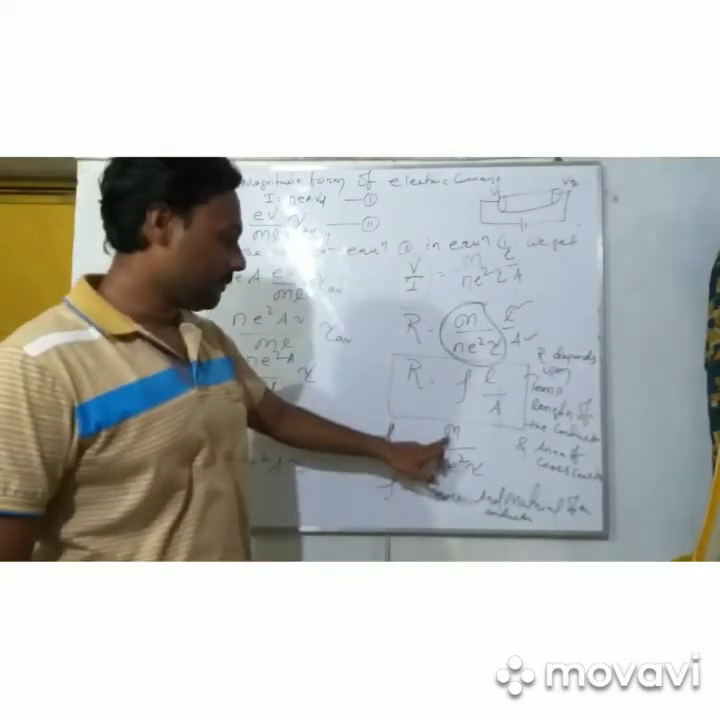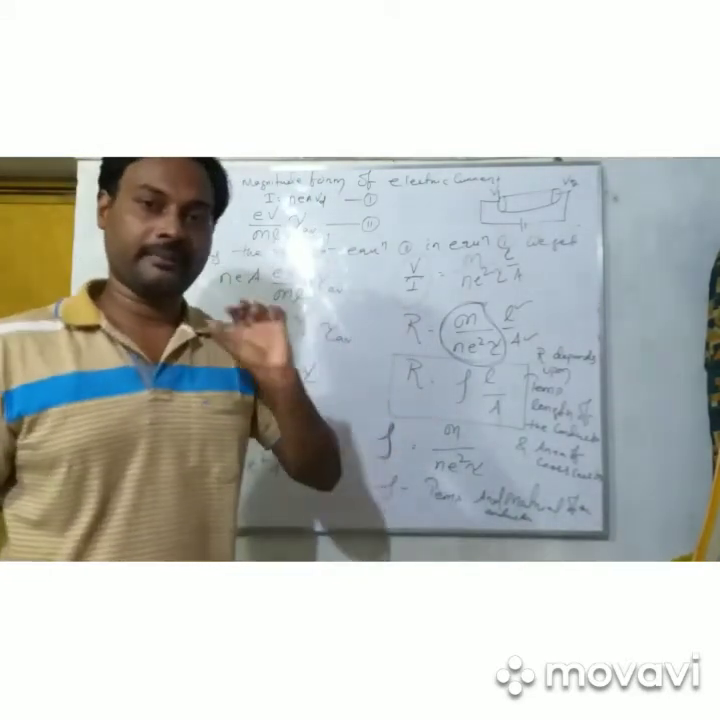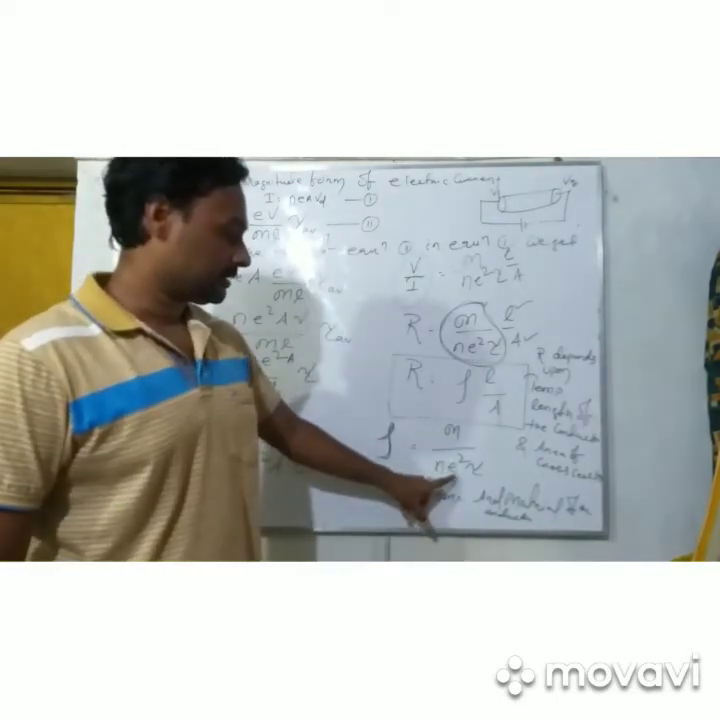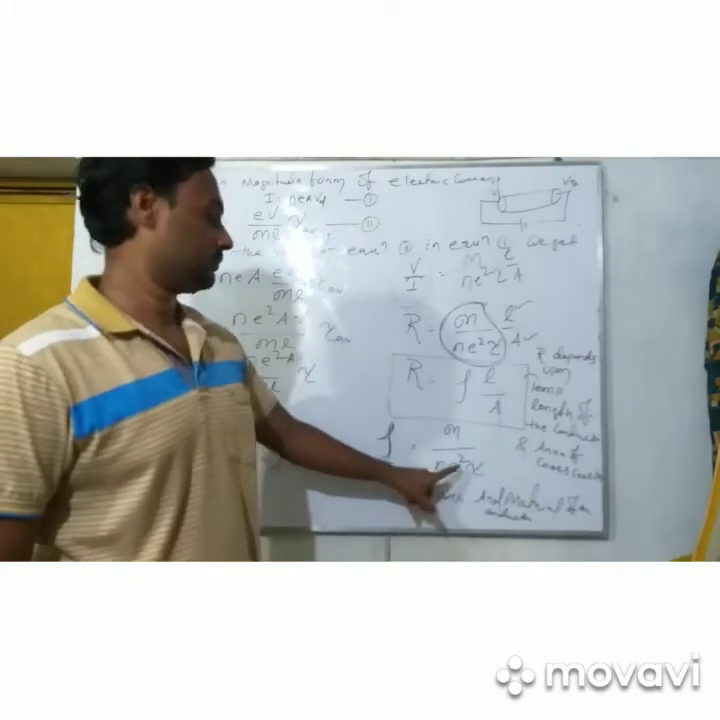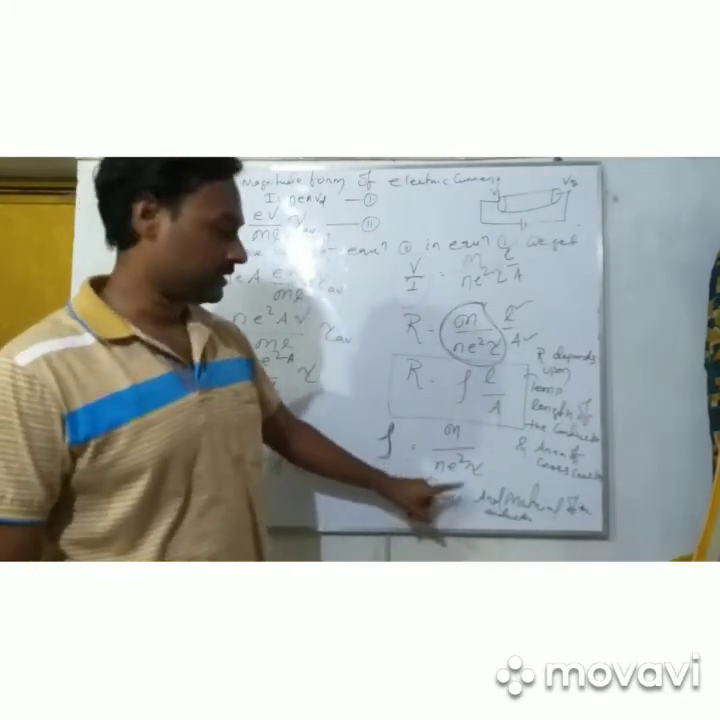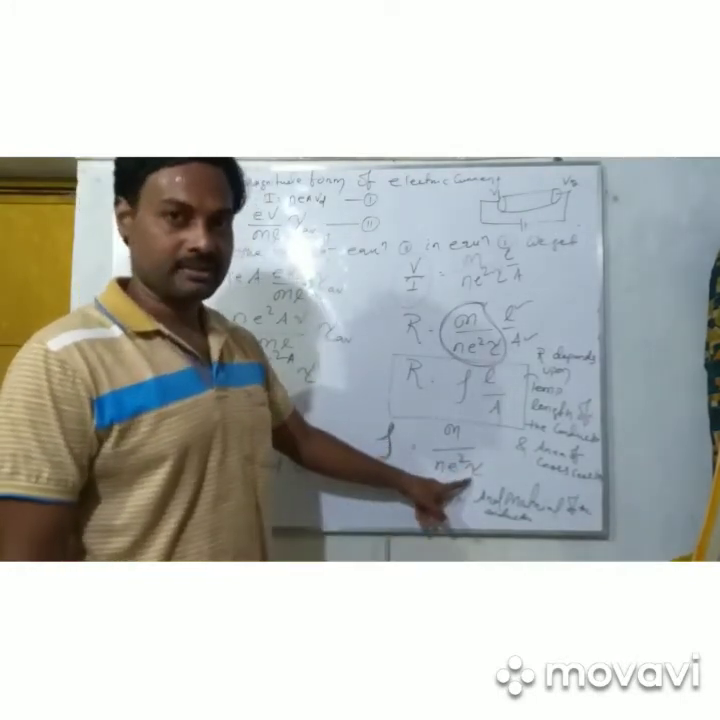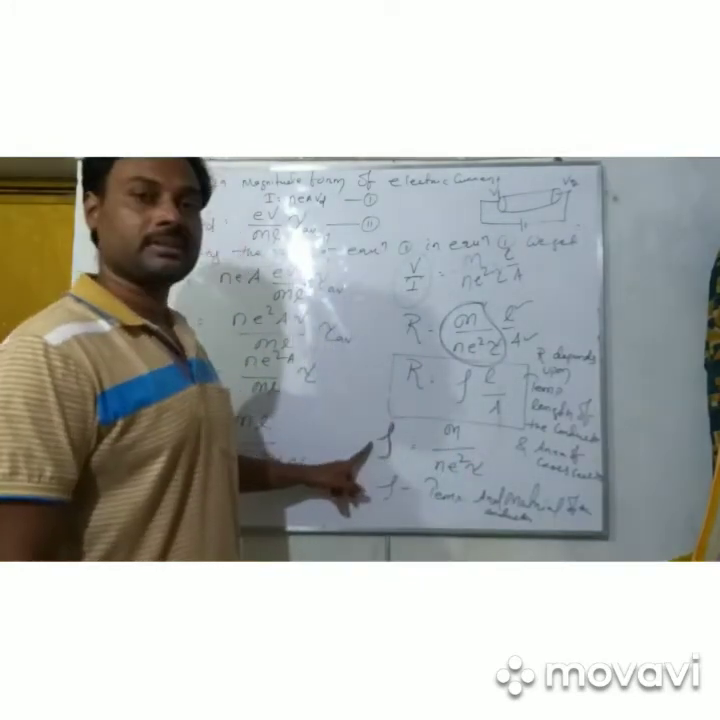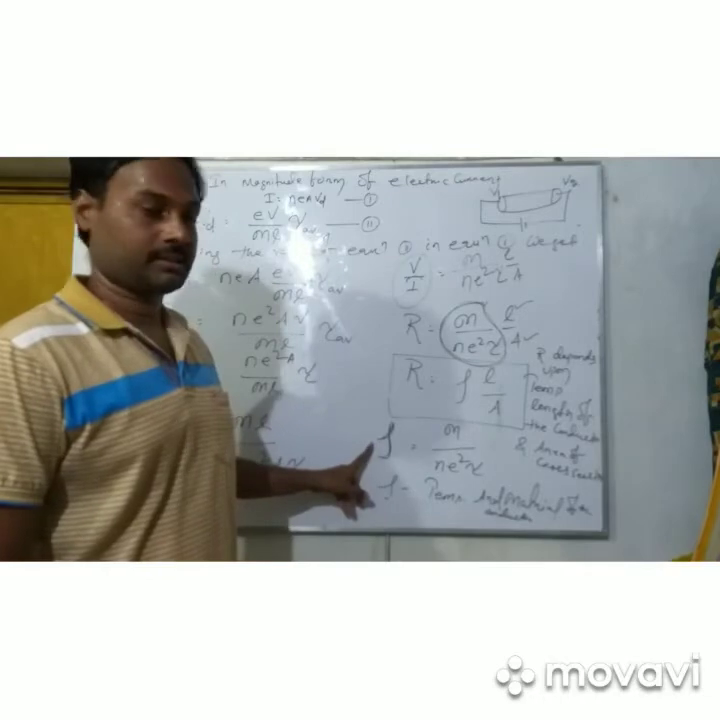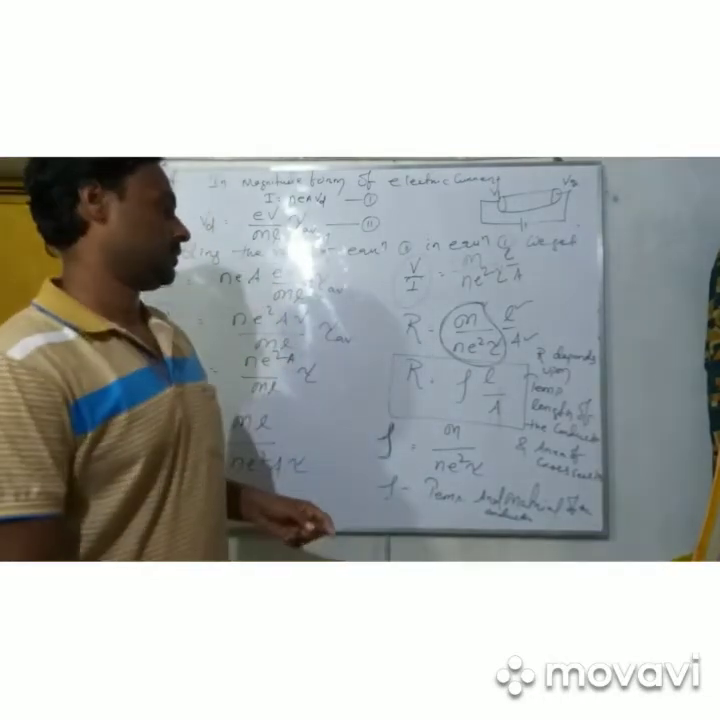That means m is constant. At a particular given temperature, the number of electrons per unit volume remains constant, the charge of the electron remains constant, the relaxation time remains constant, and the mass of the electron remains constant. That's why resistivity is always constant at a given temperature.